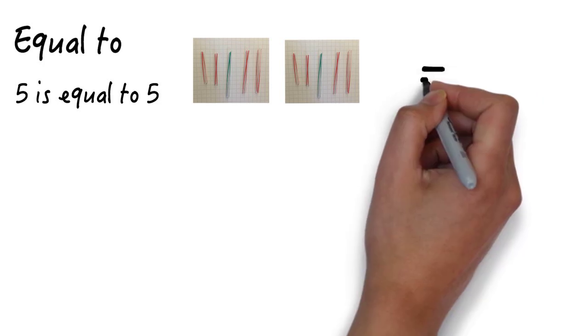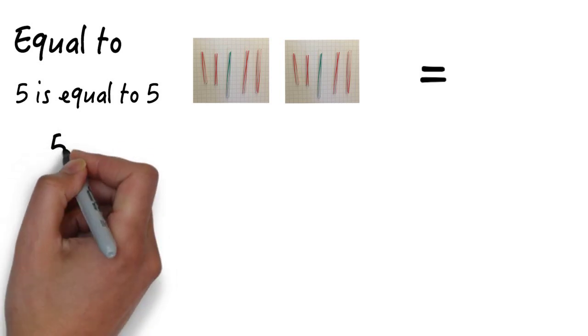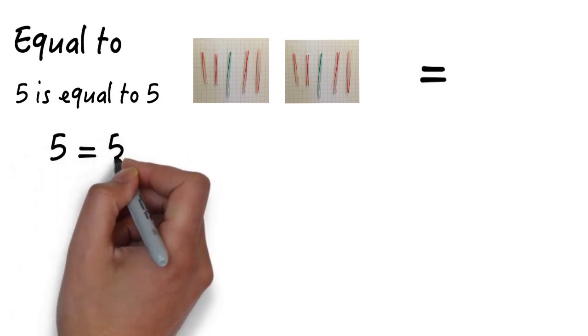The equal sign looks like this. And we've got a number sentence in this way. 5 is equal to 5.